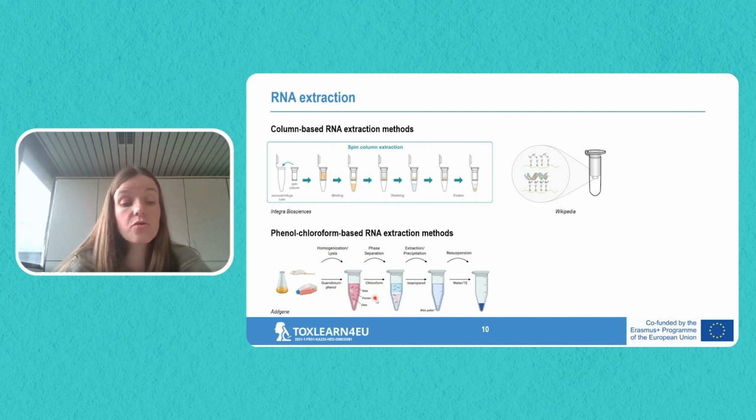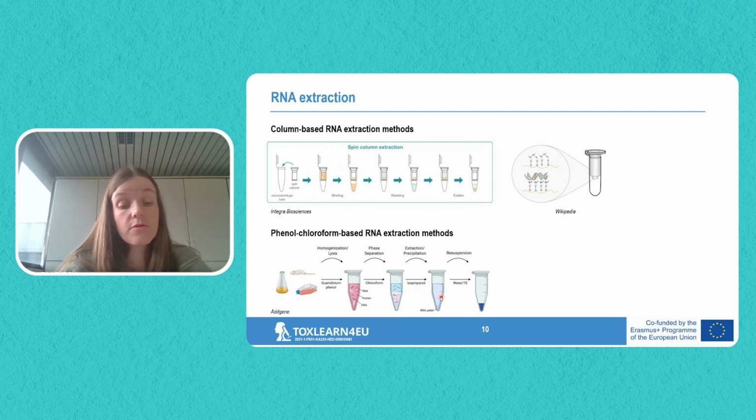You then add chloroform, which will cause a so-called phase separation. So you have an aqueous phase at the top, which will contain the RNA, and an organic phase at the bottom, which will contain the DNA and proteins. You will then take off this aqueous phase, add isopropanol, or ethanol is possible as well.